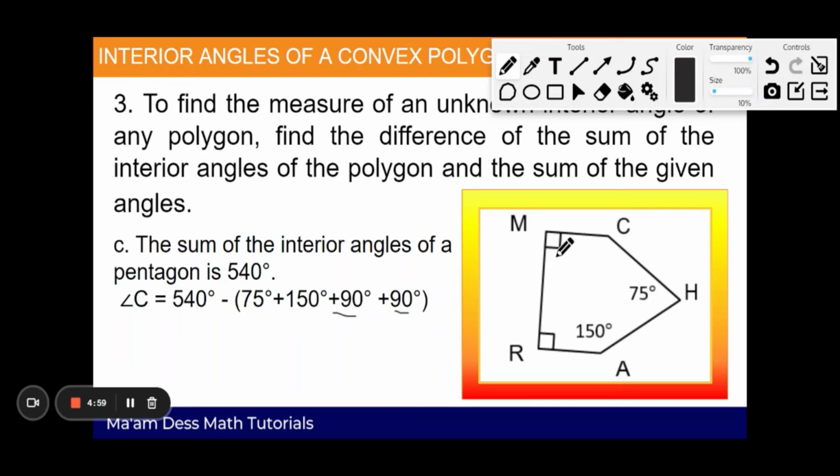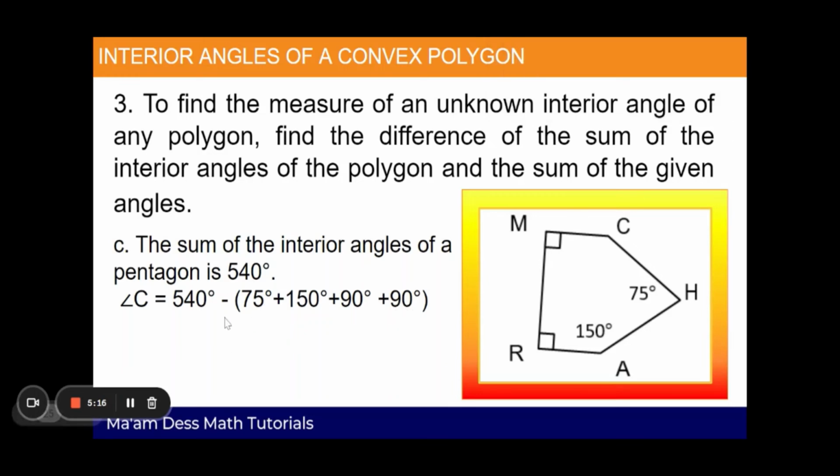Okay, as you can see from the figure, we have the marks. So, angle M with marks, angle R with marks, and then it refers to 90 degrees. Okay, which means they are right angles. So, that's why I put 90 plus 90 here. Okay, so again, add 75, 150, 90, and 90. So 540 degrees minus 405. Angle C is 110. Okay?